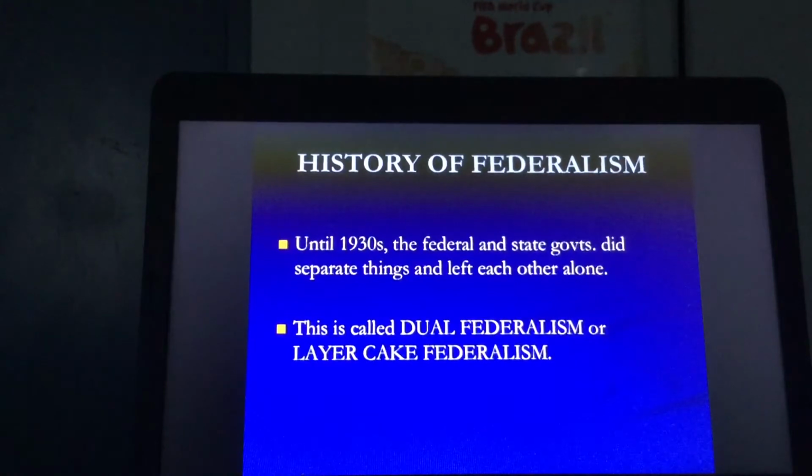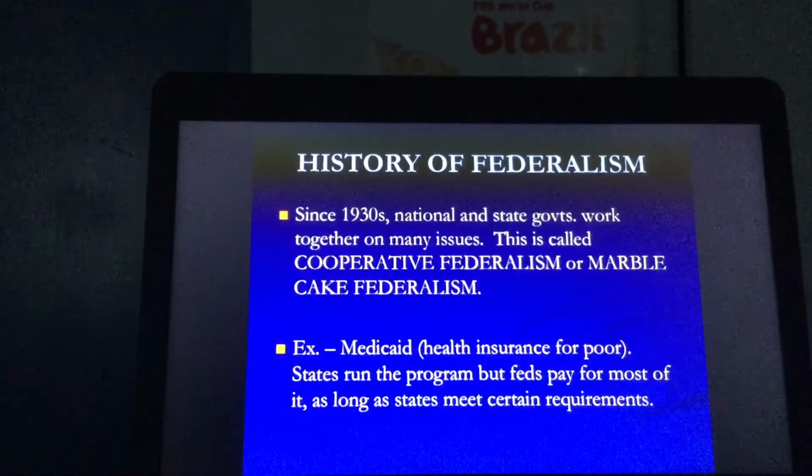So if you can imagine a layer cake with two different layers on top of each other, the one on top is the national with military and foreign, the one on the bottom is states with education, transportation. And they don't mix at all. It's just one big cake, but there's no mixing between the two. So they call that dual federalism or layer cake federalism. And if you use the term layer cake federalism to describe that on the AP exam, that's fine. Okay, go ahead and pause.